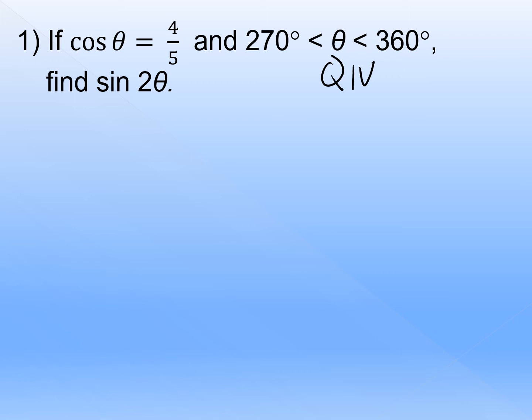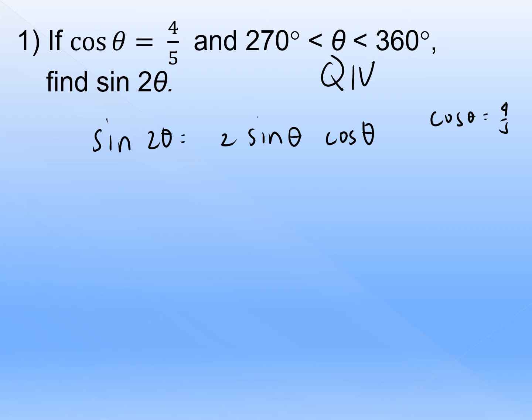Now, for sine 2 theta, we write the formula: sine 2 theta is equal to 2 sine theta cos theta. We already have the value for cos theta. However, for sine theta, we don't have the value. Since our cos theta is equal to 4 over 5, and that represents x over r, we're going to look for the value of y.